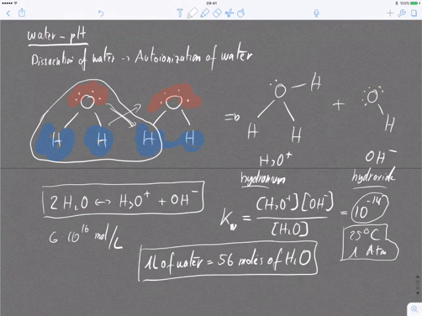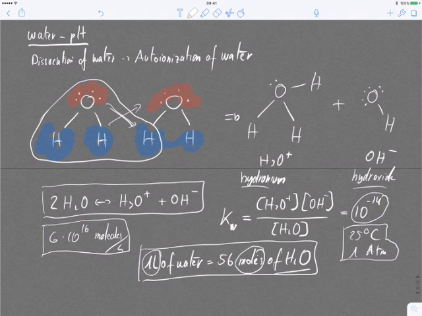We're talking about 6 to the power of 16 molecule, not mole, molecule. Sorry, I should have written that a little bit more clearly. Molecule per liter. This is mole of H2O for 1 liter. So this number is very, very small, but it still is very important here.